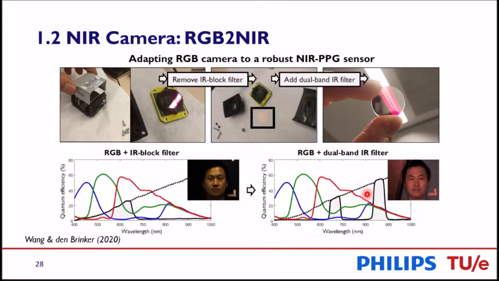And then it comes to the second solution, which we call the RGB to near-infrared. We adapt an RGB camera to a near-infrared sensor, and it is also multi-wavelength. For example, all the RGB cameras, although they sense the RGB part, actually have infrared band leakage. Now we did a modification to the RGB camera by removing the IR block filter and then adding a dual band IR cut filter.